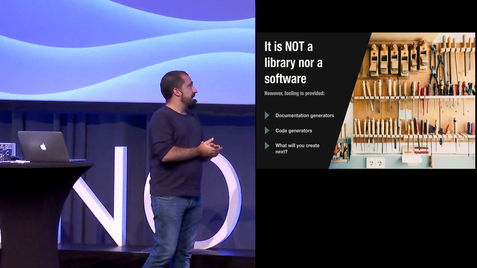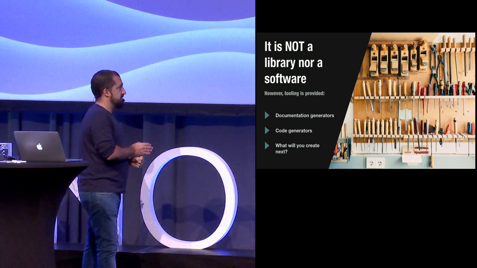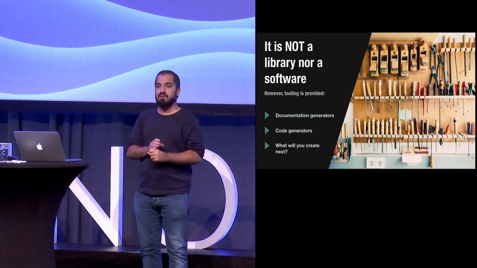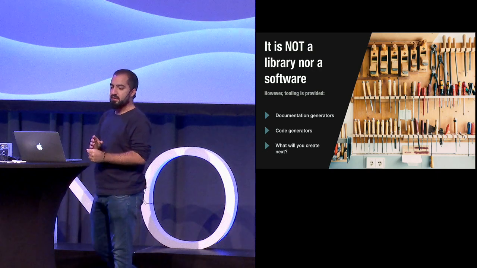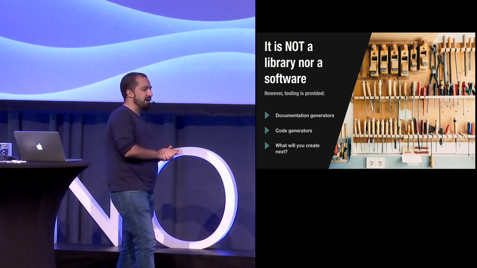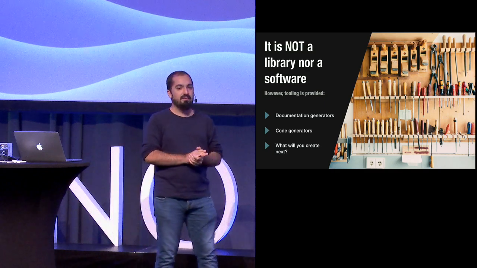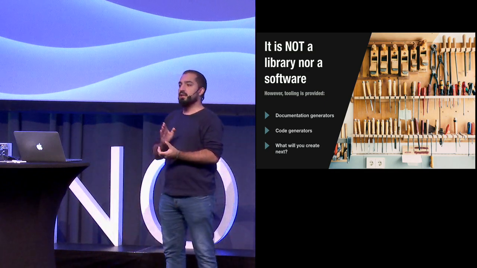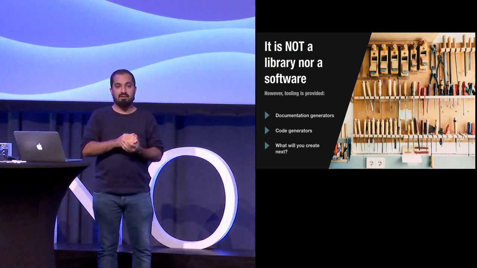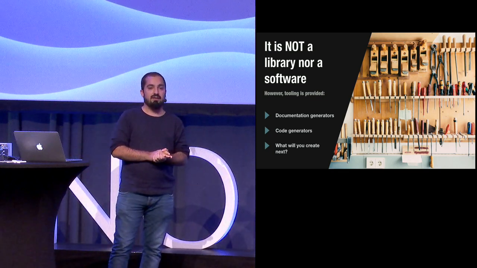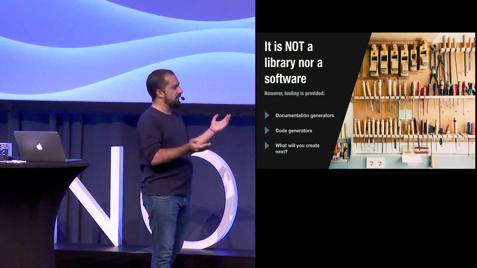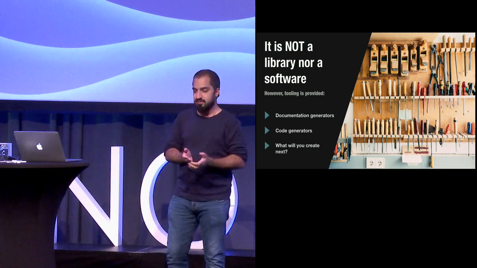So it's not a library nor a software, but as a way for you to get started with the specification, we provide documentation generators, code generators. We now have some people implementing API gateways and API management tools. Pretty much like what you have, for instance, at MuleSoft with RAML. You could have it with Async API, but for messaging.